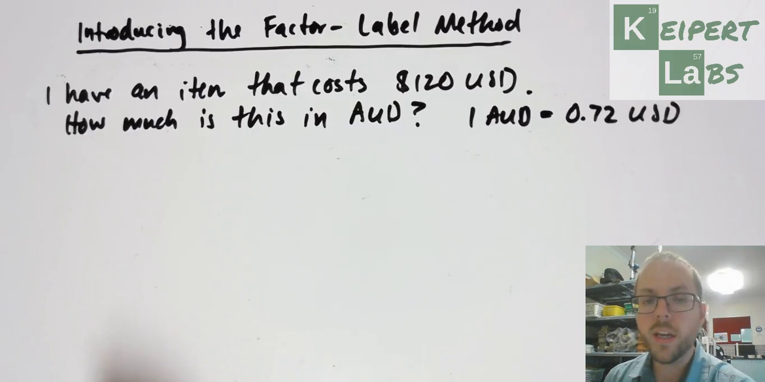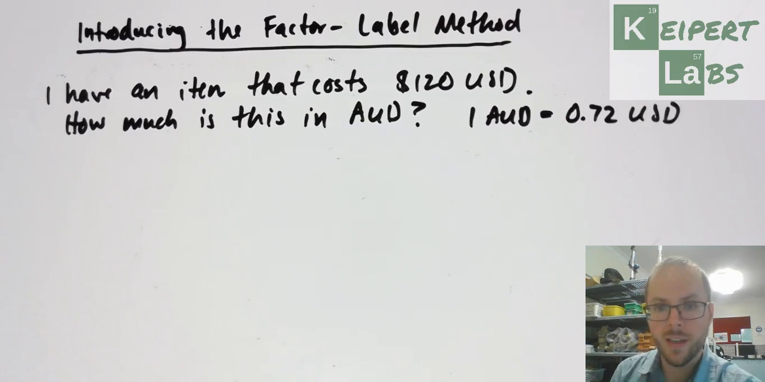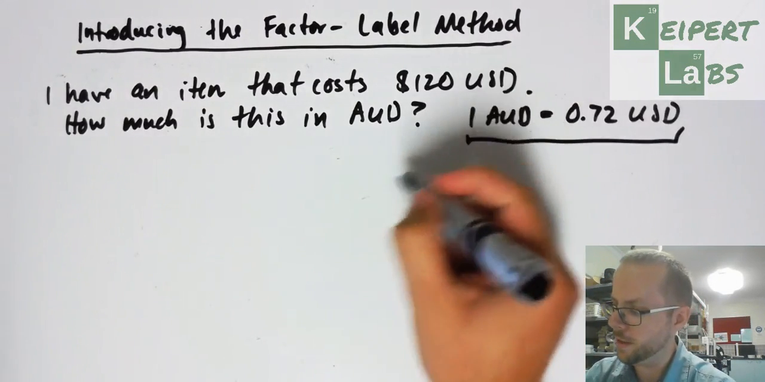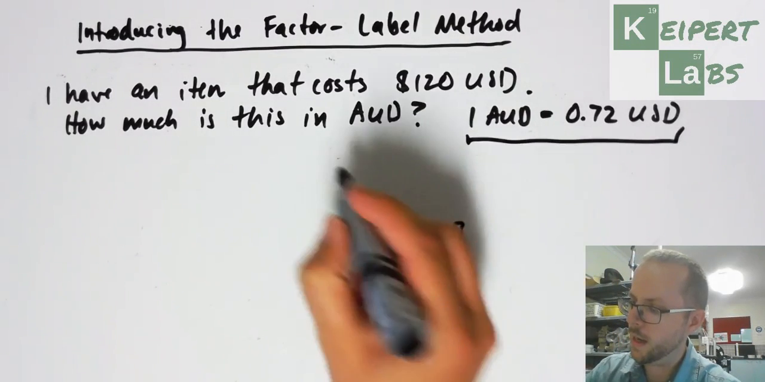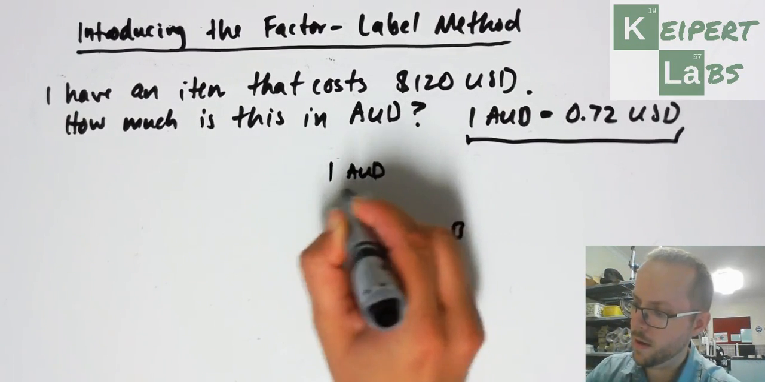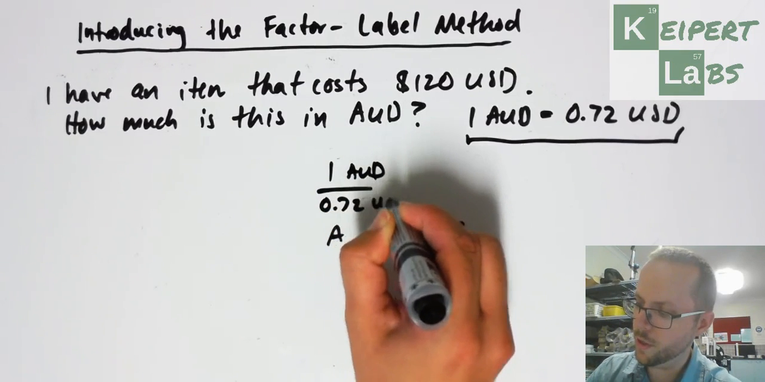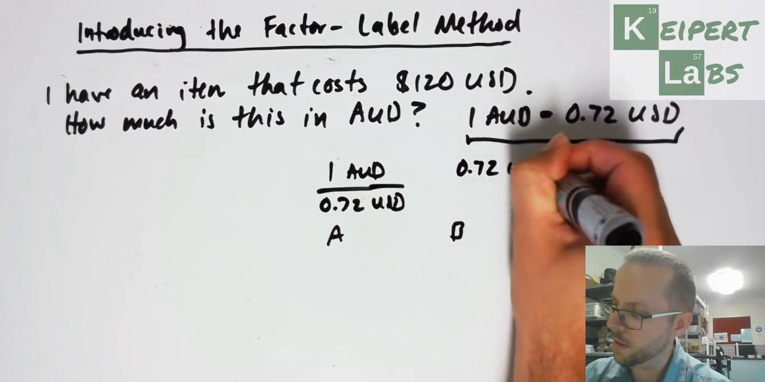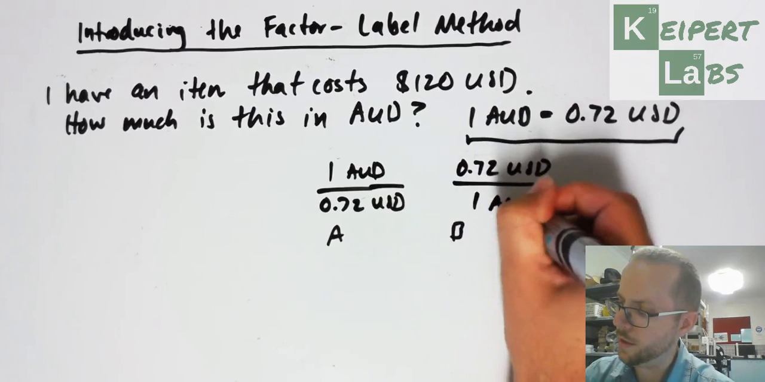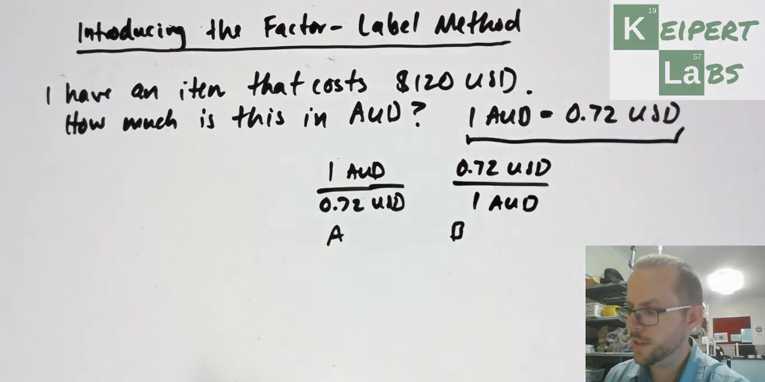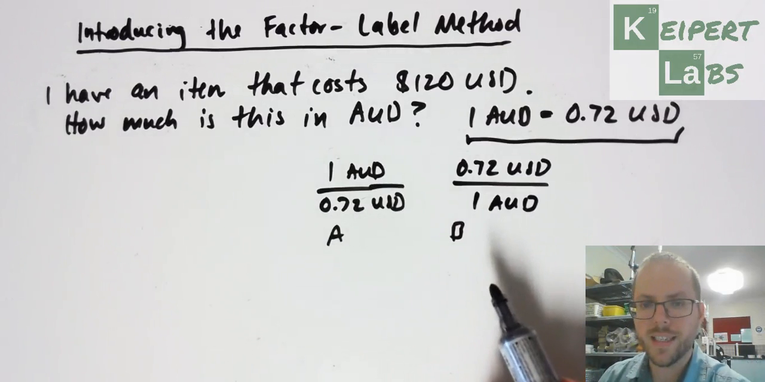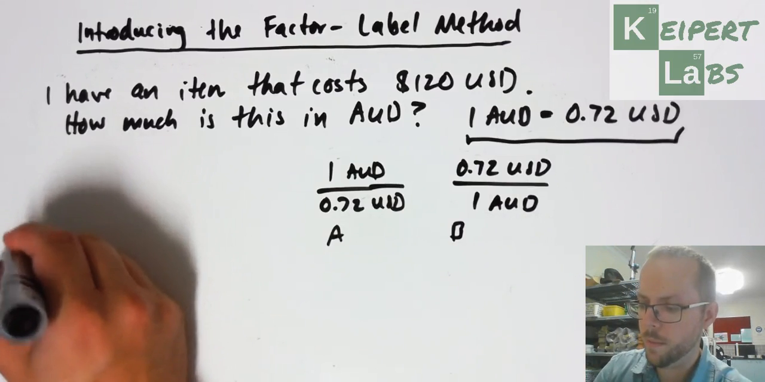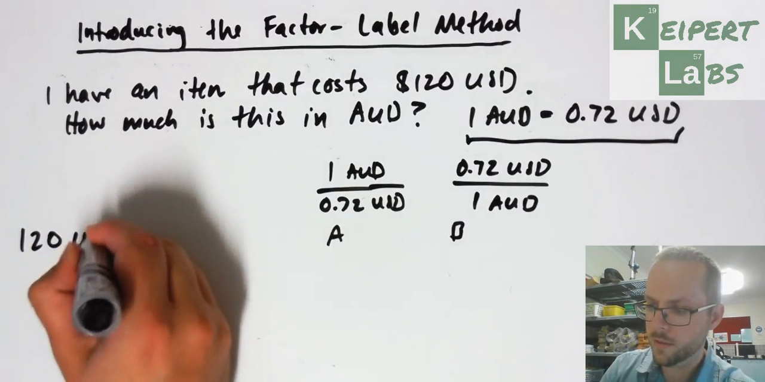Okay, so we can use our factor label method to help us with this calculation. We can take this relationship, and just like we did before, we can set up two conversion factors, version A and version B. For every 1 Australian dollar, I have 0.72 US dollars. And for every 0.72 US dollars I get 1 Australian dollar. So I've got two versions, and I get to decide which one I need to help me solve the problem that I have. So I have a number of 120 US dollars.